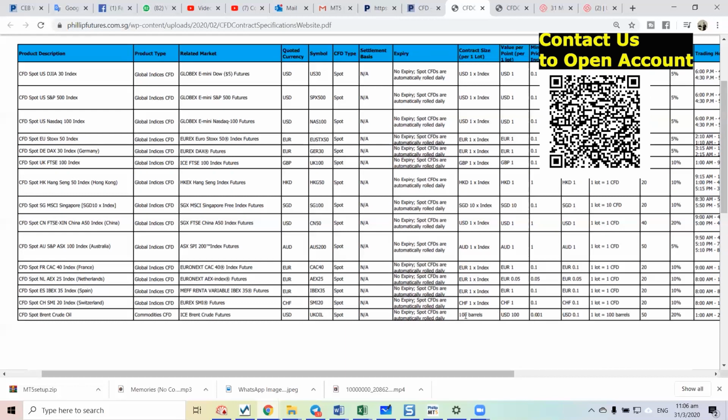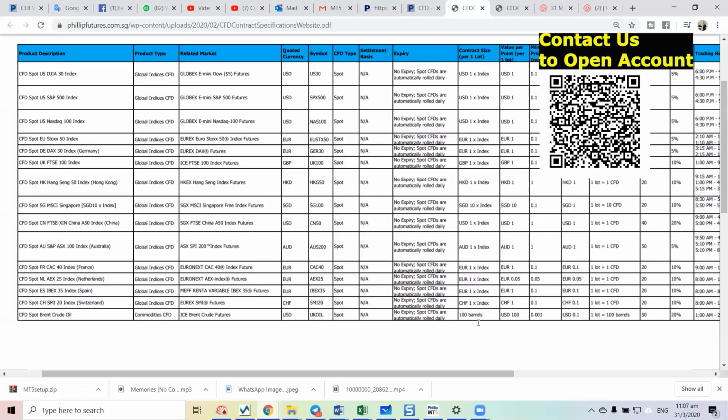So let's say the price increases from $25 to $26, that's the increment per barrel. If your contract is 100 barrels, just multiply it by 100. So a $1 increment is actually $100 profit or loss, depending on whether you're long or short. Yes, $100 for $1, because it's a 100 barrel contract size.